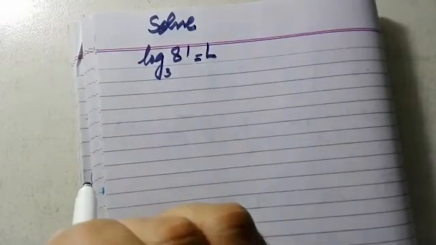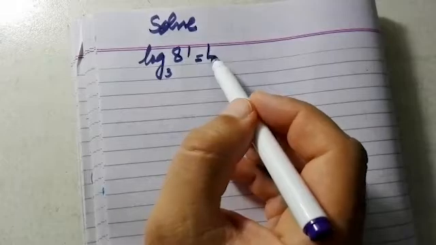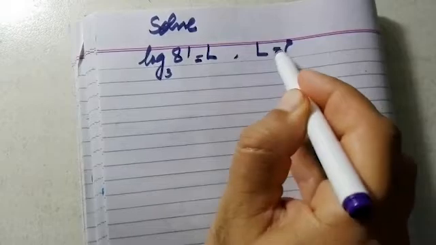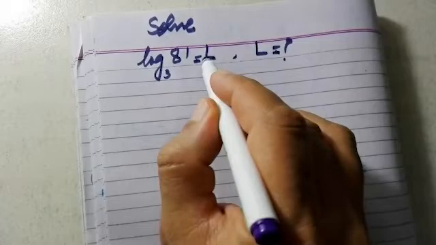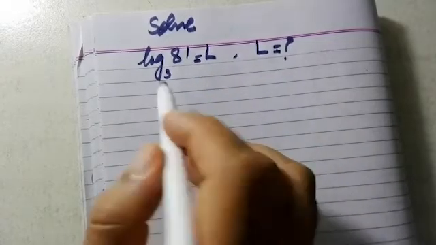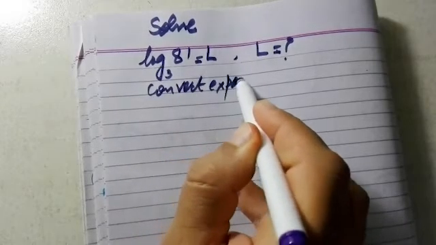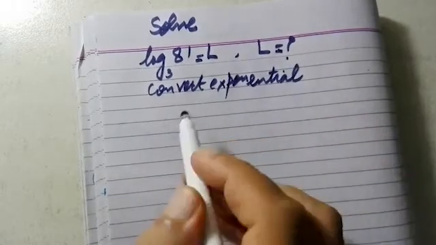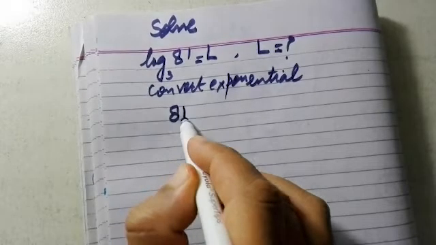First of all, I will write a question: log 81 base 3 equals L, and we are asked to solve the problem. Solving the problem is actually a procedure in which you have to find the value of the unknown variable in it. Like in this question, we will find the value of L. Once we solve the question, we will get the value of L. Now for this purpose, we first have to convert this expression into exponential form.